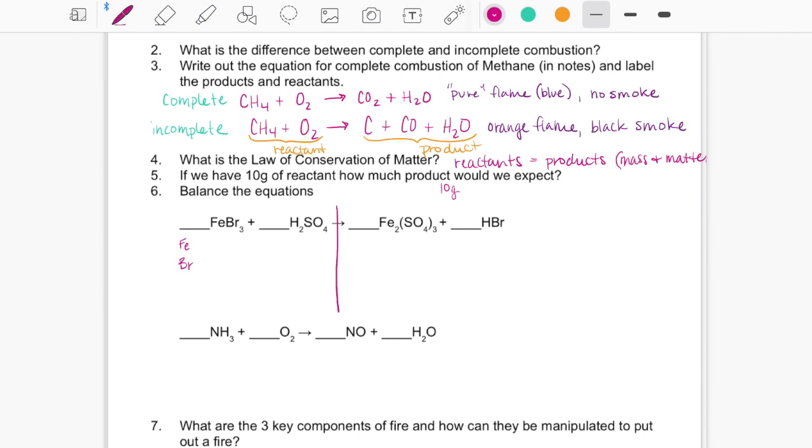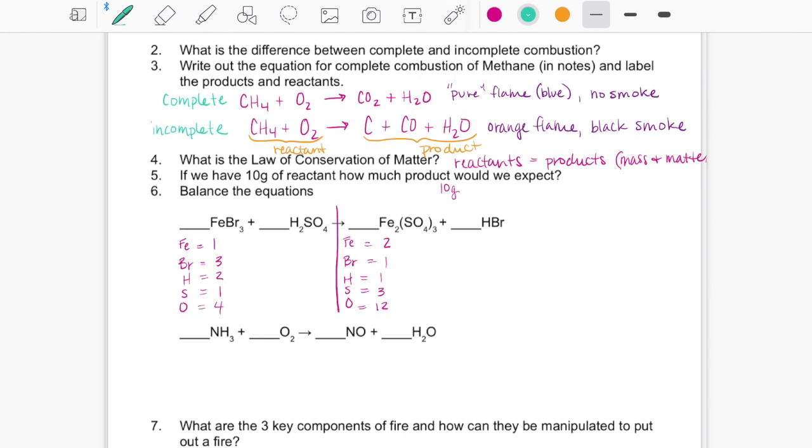I write out the elements that I have. Right, I count on both sides. So I have 1, 3, 2, 1, and 4. And then for this side, I have 2, 1, 1, 3, and 12. Okay, so I'm going to start with iron.